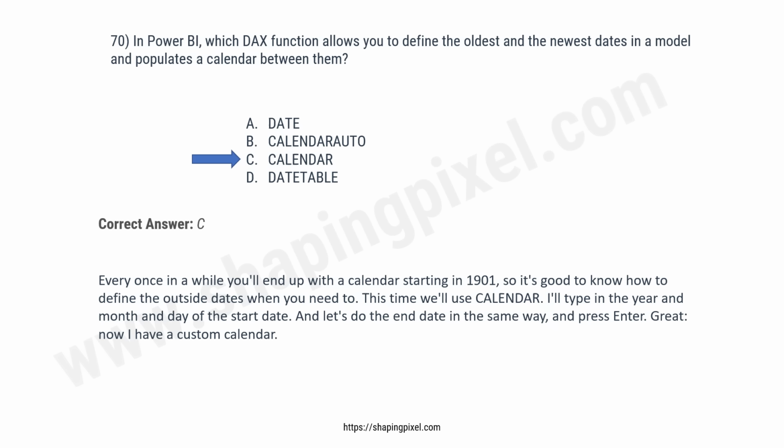So every once in a while, you will end up with a calendar starting in 1901. So it's good to know how to define the outside dates when you need to. This time we will use calendar. I'll type in the year and month and the day of the start date, and let's do the end date in the same way and press enter. Great, now you have a custom calendar.